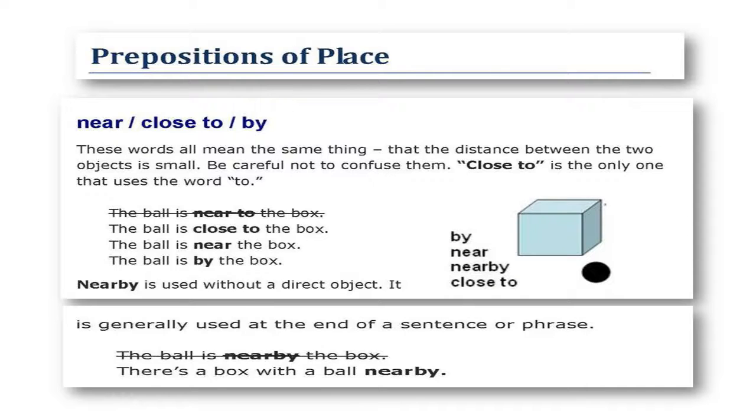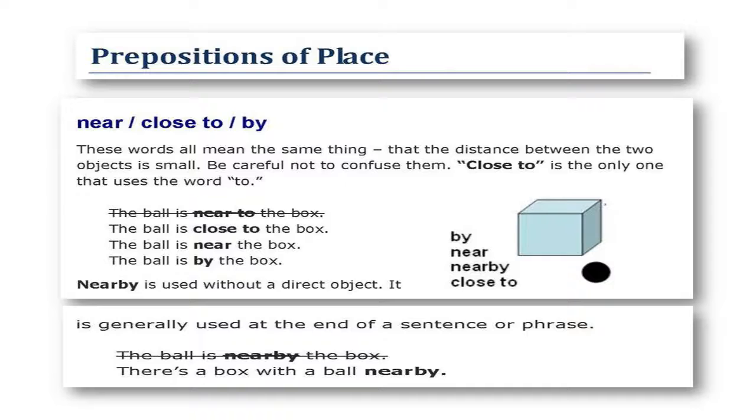Near, close to, by. These words all mean the same thing, that the distance between the two objects is small. Be careful not to confuse them. Close to is the only one that uses the word to. The ball is near to the box is incorrect. The correct sentences are, the ball is close to the box. The ball is near the box. The ball is by the box.